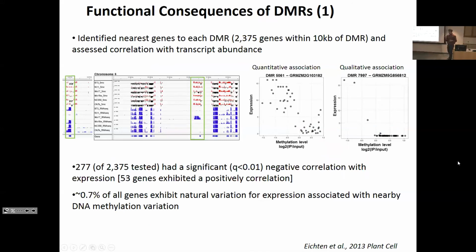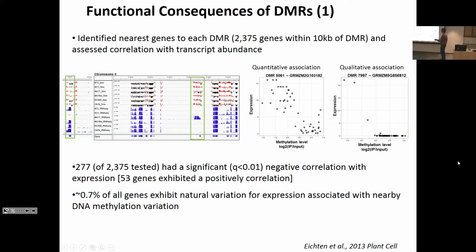Now, do these DMRs matter? What kinds of effects do they have? I'm going to show you two different ways of looking at this. So the first way we had of looking at this was we took all of those DMRs and we found 2,375 genes that were located near a DMR. We had expression data on the same tissue. And so we said, how often when there's a change in methylation is there also a change in expression?